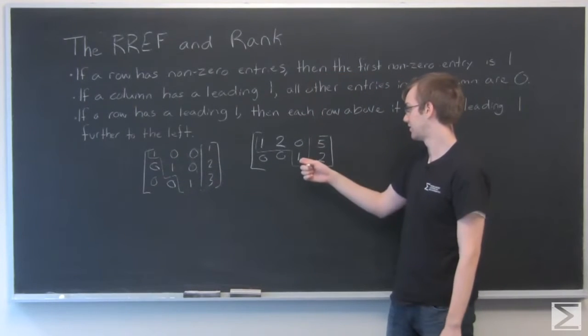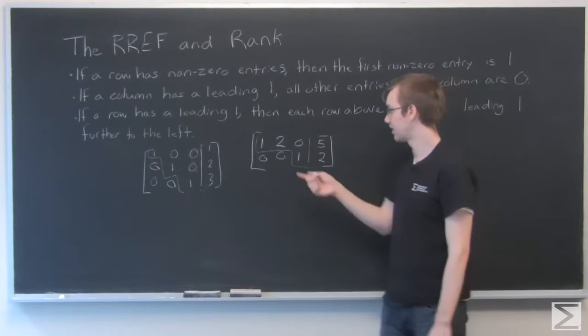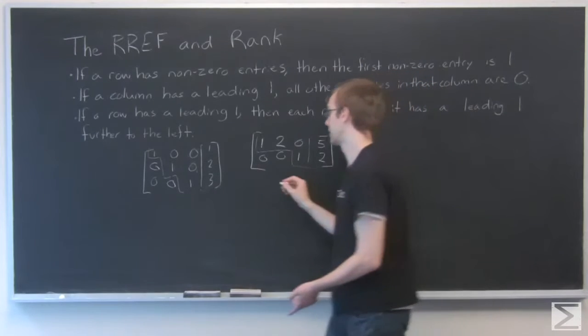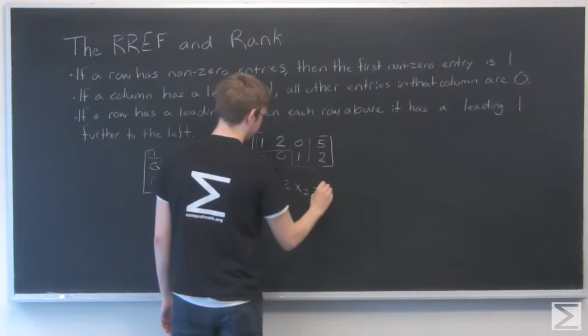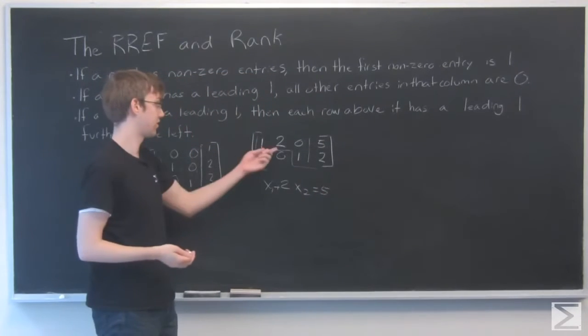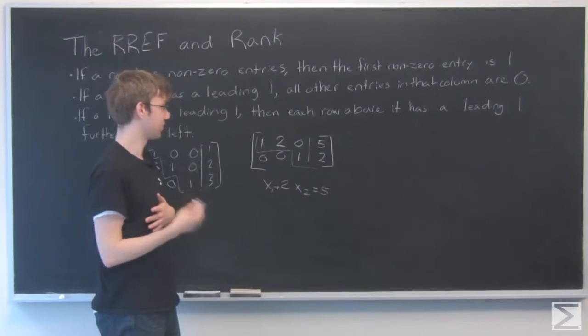Here, if that's x1, x2, x3, x3 equals 2. And now we have two variables going to equal this 5. That's x1 plus 2x2 equals 5. So what do we do in a case like this, when we have other numbers here that we can't really get rid of, but are still important?